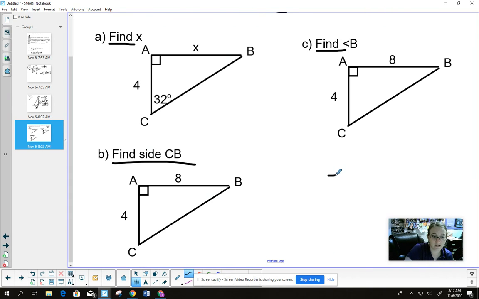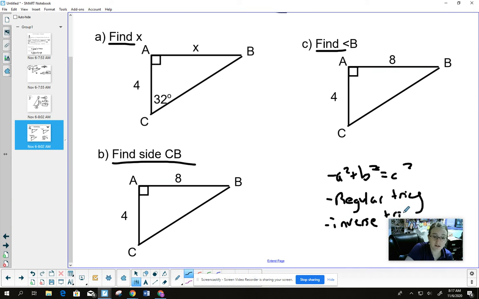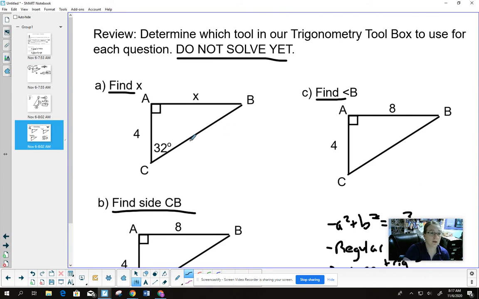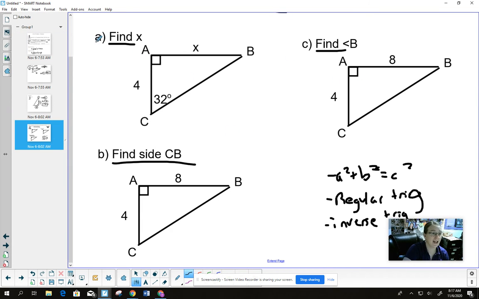So again, we have 3 things here. We have a squared plus b squared equals c squared. This is Pythagorean Theorem. We have regular trig, and we have inverse trig. So look back to the notes you wrote down from that first slide. What I want you guys to do is look at these three problems. We have A, B, and C.